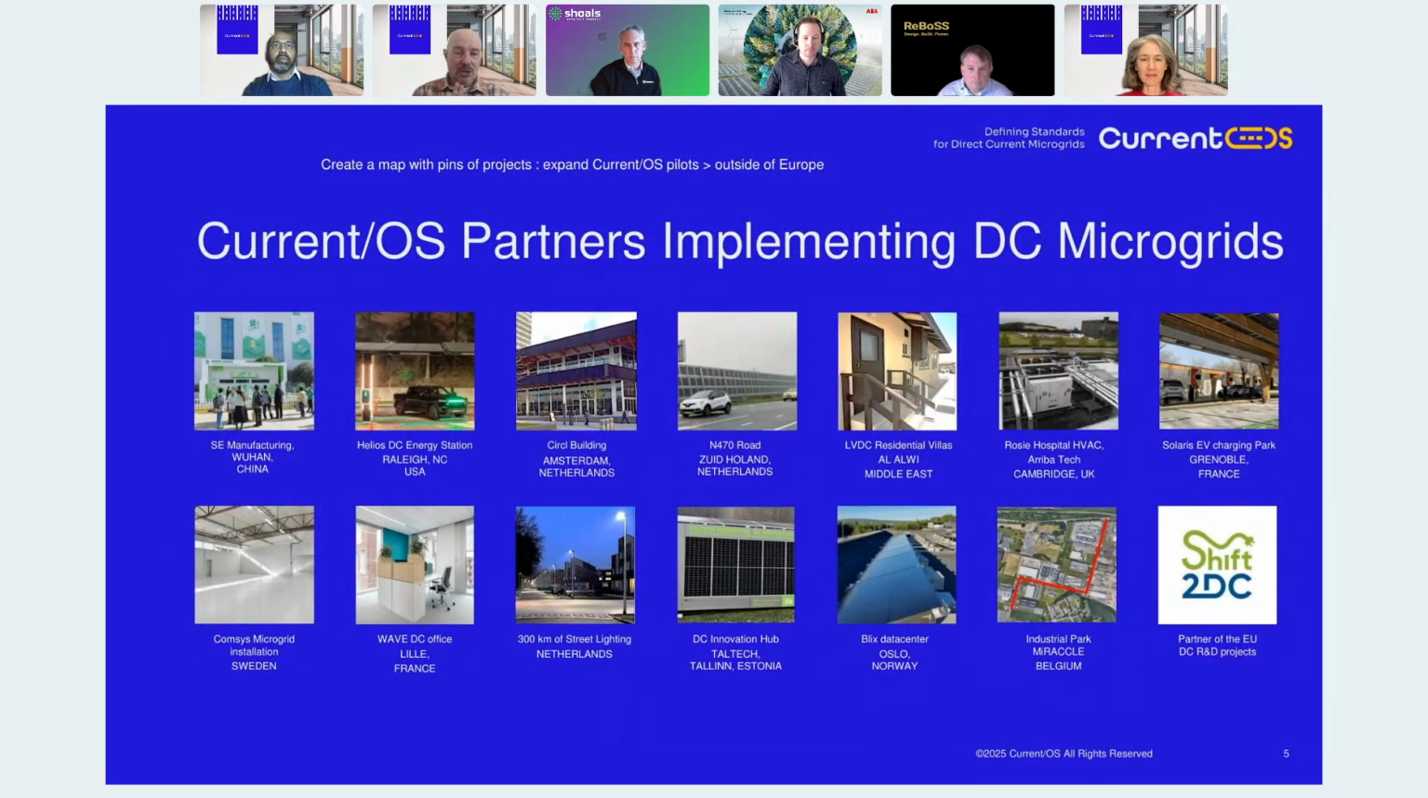We always like to include our project slide, and that this isn't just a theoretical lab experiment, but our current OS partners are deploying real DC DER connected systems, including microgrids globally, with projects in North America and projects in Europe. And if you want to know anything more about some of the projects we're doing, I would direct you towards the current OS webpage. And you can find more information there and sort by application type.